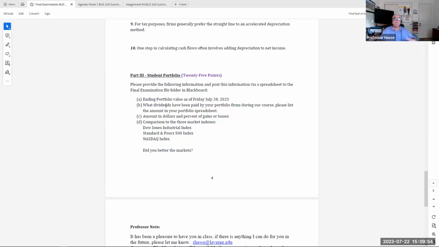You've already done this before, and I believe assignment 3. Just update that through July 28th. Two things you need to do. Include: has the company paid out any dividends during our course? You can go to Yahoo Finance and historical prices, and they'll show you when the dividends were paid out on your company during this last period.